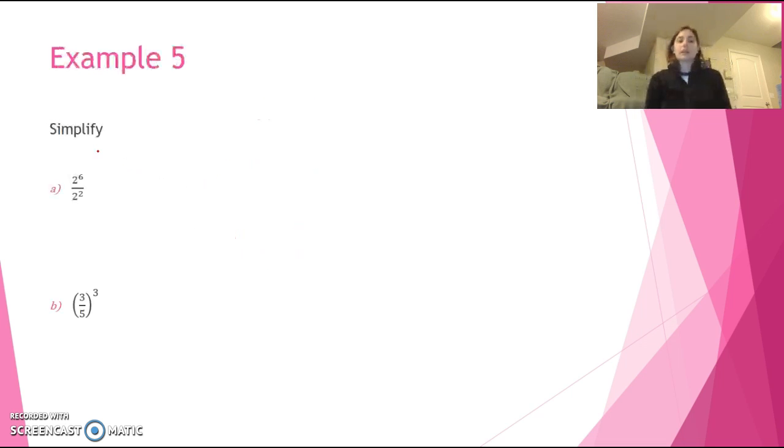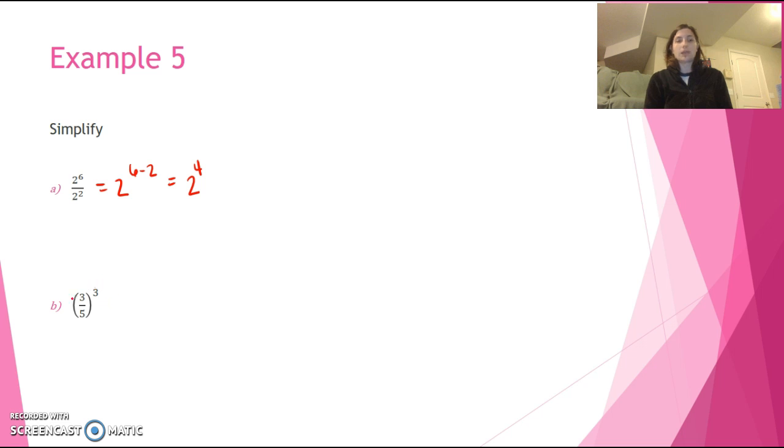Alright, so example 5. We're going to simplify these. So I have the same base. The base is 2, so I'm going to do 2, and then 6 minus 2. So 2 to the 6 minus 2 would give us 2 to the 4th power. If it said evaluate, then we would do 2 to the 4th power, which is 16.